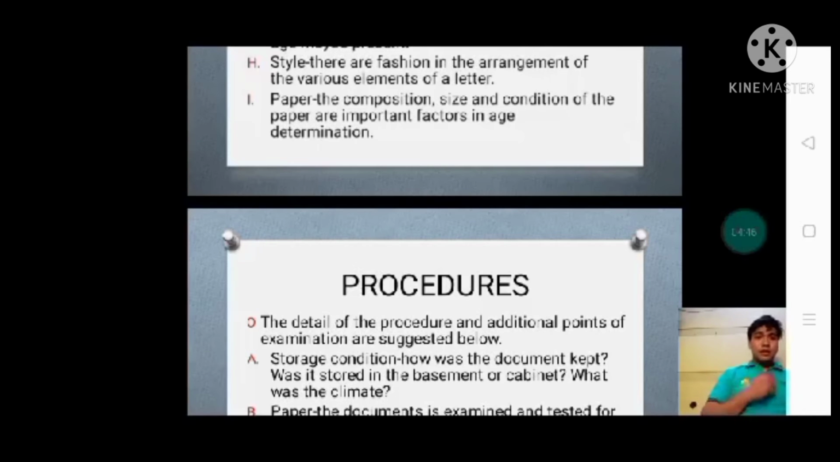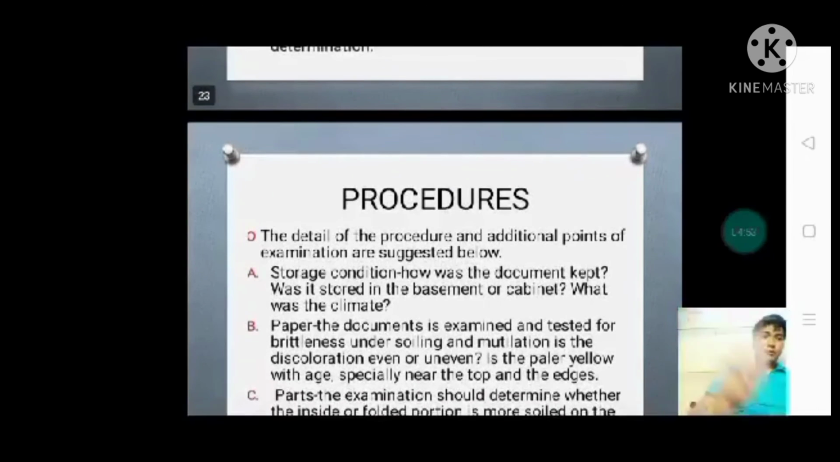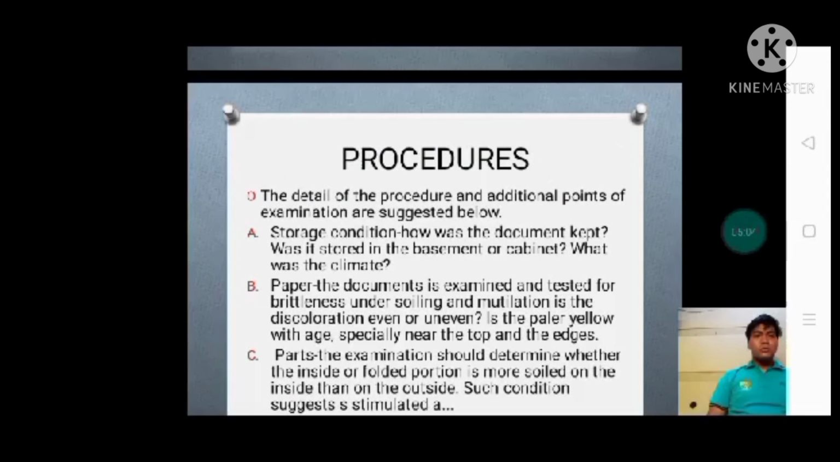Procedures: the details of procedure are additional points of examination as suggested below. Storage. How was the document kept? Was it stored in the basement or a cabinet? What is the climate? Ito naman kung paano mag-keep ng document. Kung ito ay may iwasang ma-expose sa sunlight dahil pag na-expose ang isang document sa sunlight, ay maaaring maapektuhan ang kalidad at ang itsura ng document.